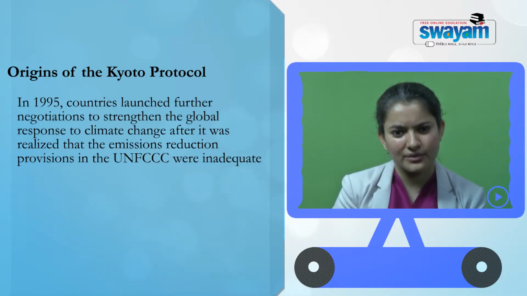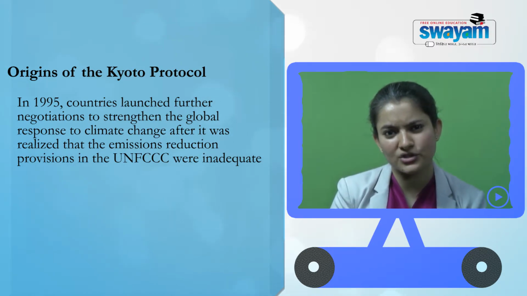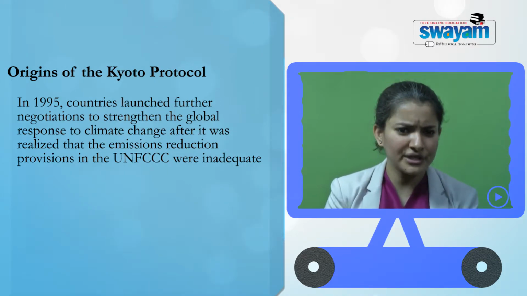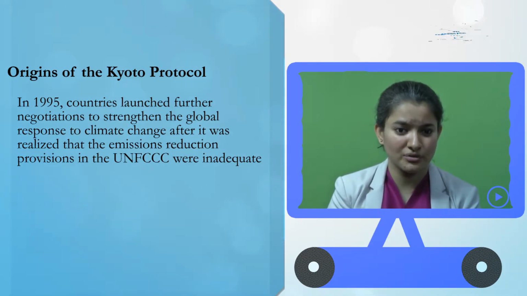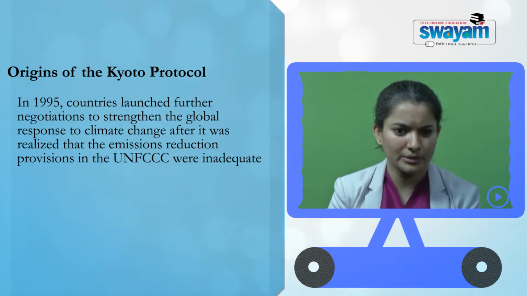Moving on from the UNFCCC, we try and understand the origins of the Kyoto Protocol, the next major international legal instrument to address the problem of climate change. In 1995, the parties to the UNFCCC launched further negotiations to strengthen the global response to climate change after they realized that the emissions reduction provisions in the UNFCCC were proving to be inadequate.